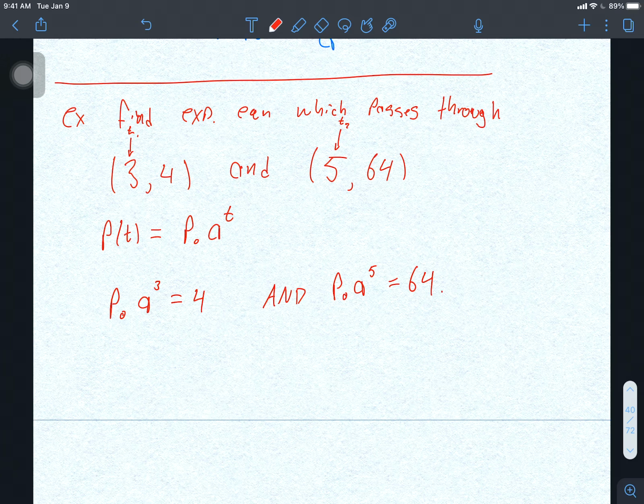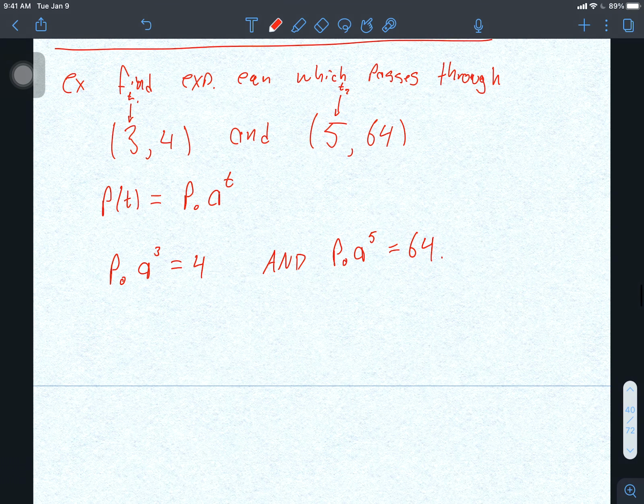Okay, so these are my two equations from the previous page, right? Only now I've got specific numbers. Remember, I have two equations with two unknowns, but since both of the unknowns are being multiplied by one another, I can't subtract these two equations from each other to get rid of one of the variables. What I have to do is divide these equations by one another.